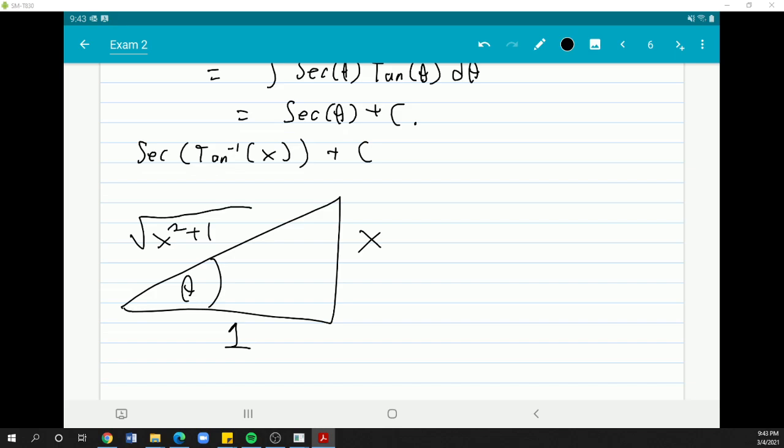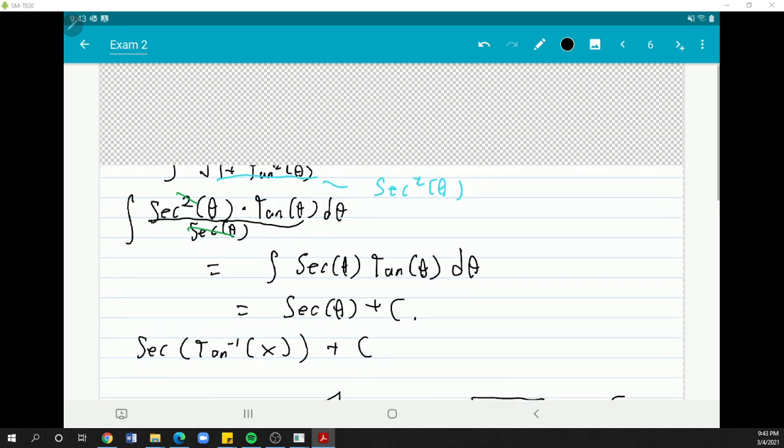So secant is 1 over cosine, so it's hypotenuse over adjacent. So the hypotenuse is the square root of x squared plus 1 over the adjacent, which is 1, and then plus c.